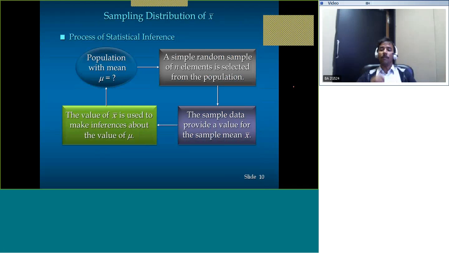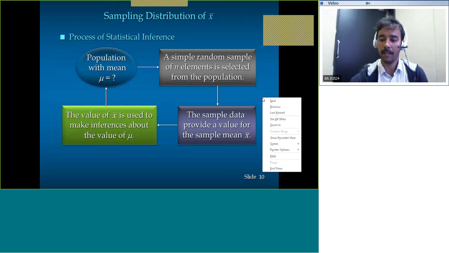So I'll repeat one more time the sampling distribution of X bar as well as the sampling distribution of P bar. So please remember that. If this is a big population, this is my population.